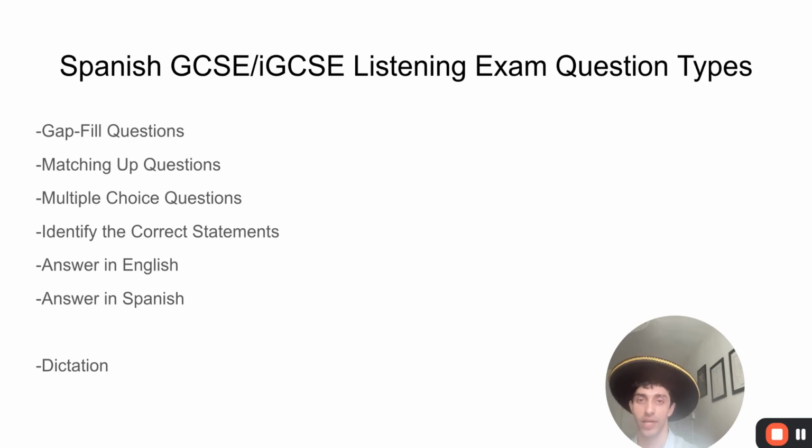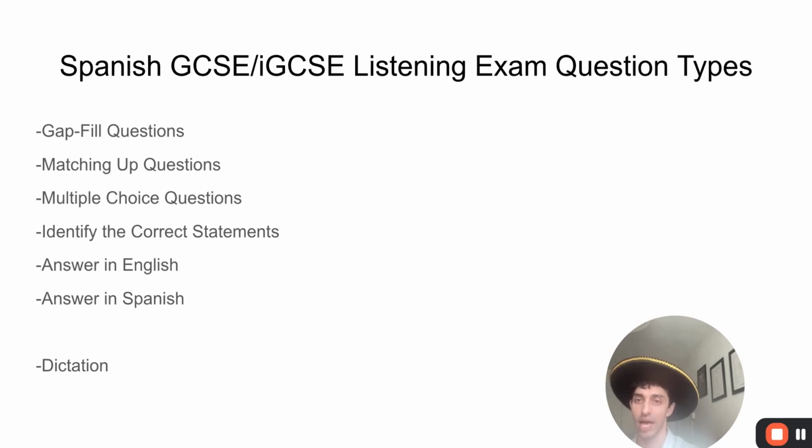So, before we look at specific tips and how to approach the listening paper overall, these are some of the most common question types that can come up in listening exams for Spanish GCSE and iGCSE. These are common questions across all of those exam boards that we saw earlier. Of course, there are slight variations from exam board to exam board, but these ones commonly do tend to come up for essentially all of them.